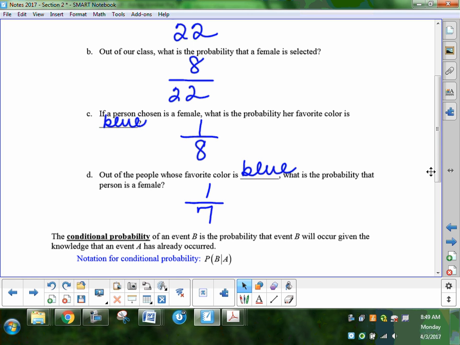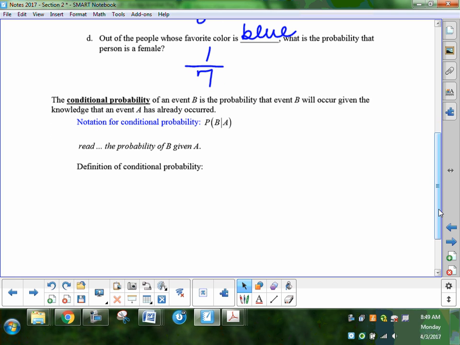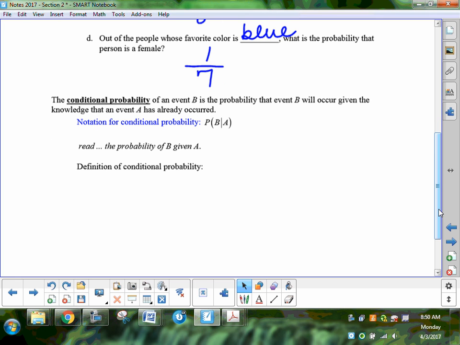Take a look at the next grouping. It says, here's our notation for conditional probability. Conditional probability is something happening given that something else has already happened. So what's the probability this happens given something else has already happened? Now, our conditional probability we listed as B bar A, and that bar means given.